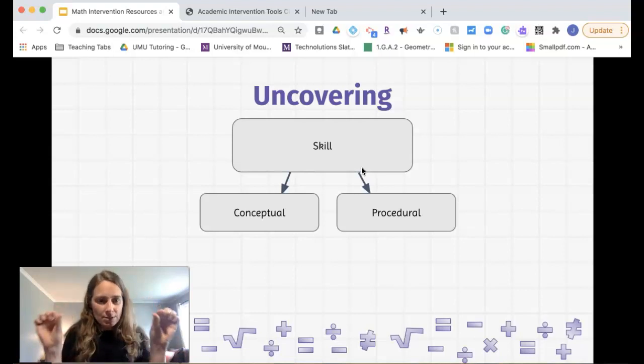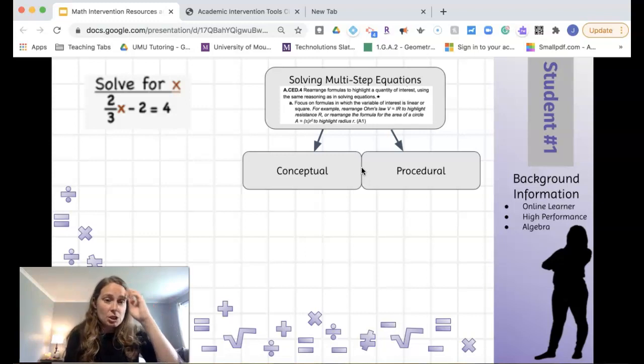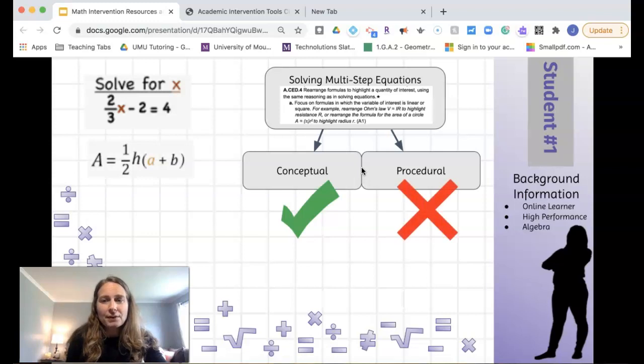So I look for these two aspects when I am assessing or uncovering students' misconceptions and providing intervention. So that's the framework that I use. And I'm going to tell you about two students throughout this presentation. Both of them are going to be different aspects of struggles. And so you can see what I look for, how I think, and maybe use that as a model for yourself.